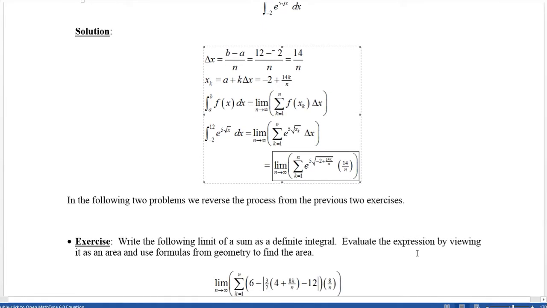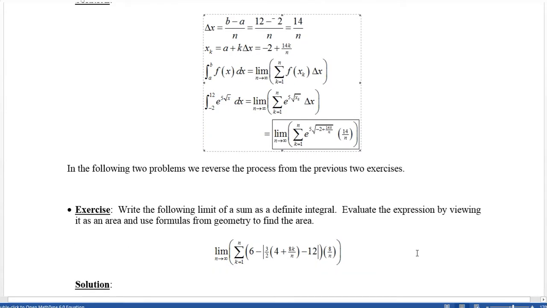Okay, here's your first example. All right. The limit as n goes to infinity of the sum from k equals 1 to n of, parentheses, 6 minus absolute value of 3 halves times parentheses 4 plus 8k over n, close parentheses, minus 12, close absolute value, close parentheses, times 8 over n. Well, that looks like a mess, doesn't it? Okay, so just take it a piece at a time and see if you can figure out how to get that into the form that we can recognize it as an integral.